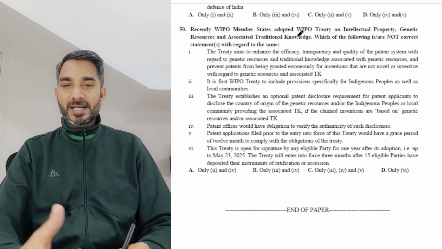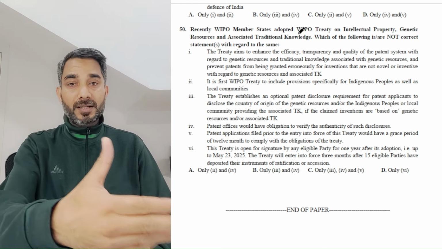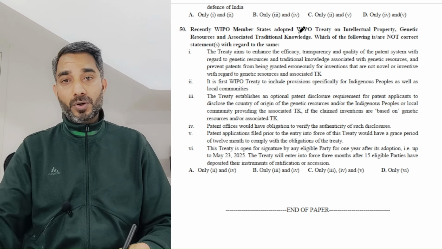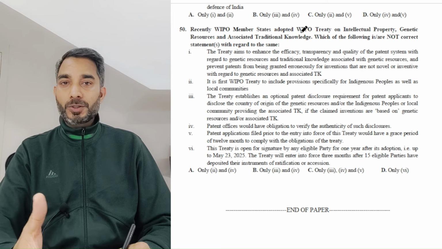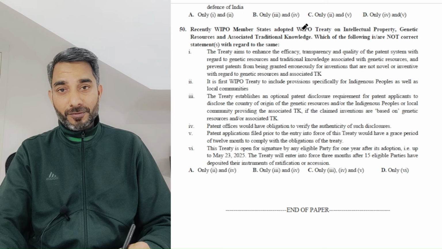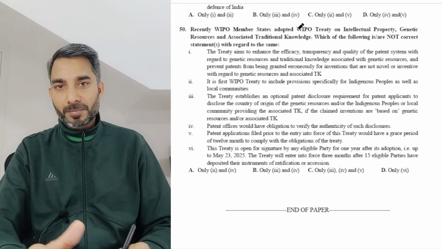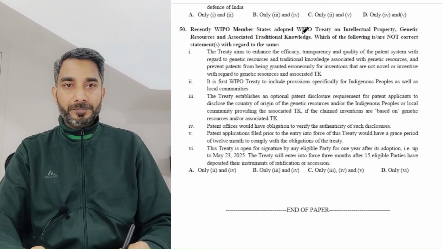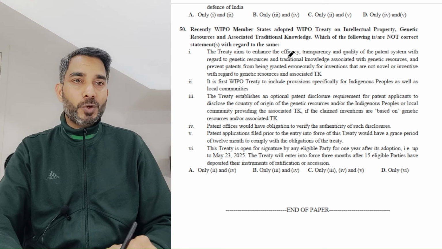Basically, how to efficiently and transparently enable patent rights which are based on the genetic resources or the traditional knowledge. Basically, you need to provide appropriate disclosures of where you got it from, what is the origin of it, any other information that you can provide to the patent office. And basically we are giving the credits to the genetic resource and traditional knowledge as such. So what is not correct?